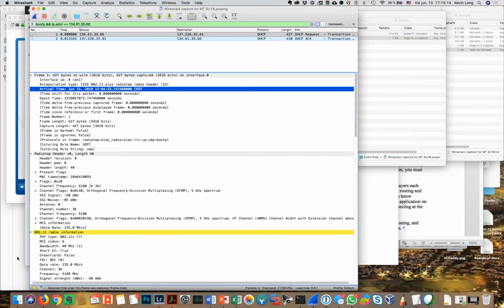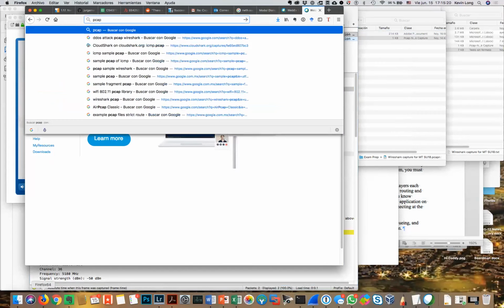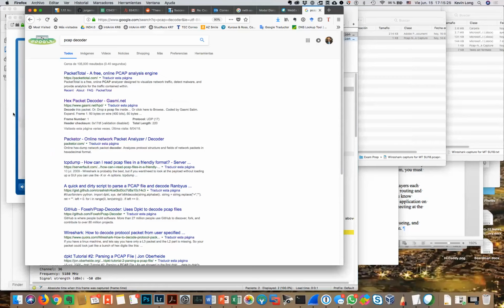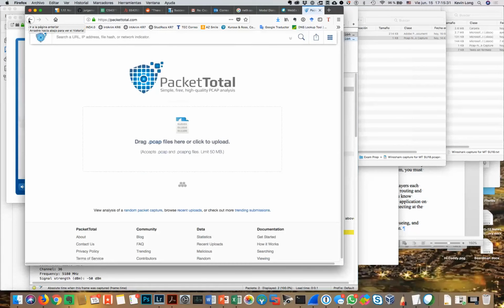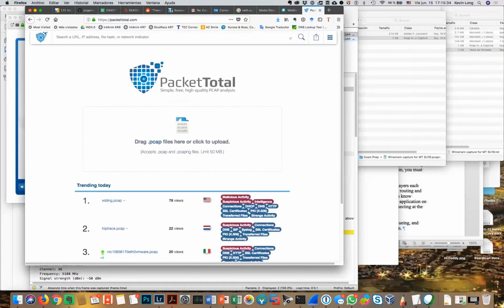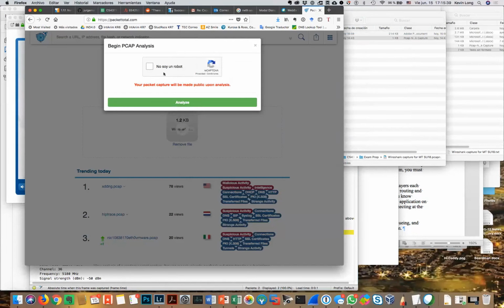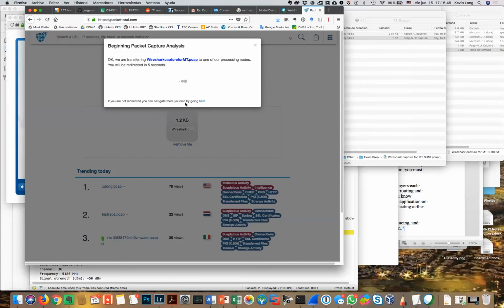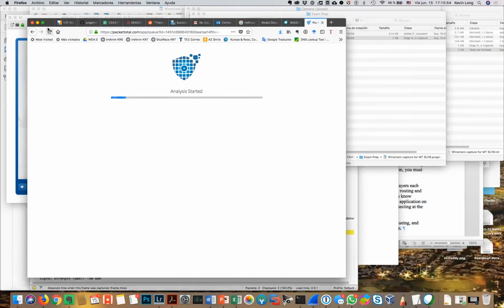Let me see if I can find one for you guys. PCAP, let's see, PCAP sample. Let me try PCAP decoder. Here we go, PCAP total. Oh, I found it. It's the second link, not this one. So, all right, well, let's see what happens with this one. This one claims to be able to do it as well. So I'm just going to drag this on here and see what it shows me. I'm not a robot. Hopefully it believes me. Okay, here's analyze. Yeah, this is beginning to look like a phishing site to me. Yeah, so we're done with that one.